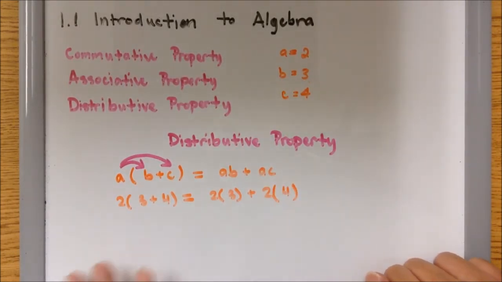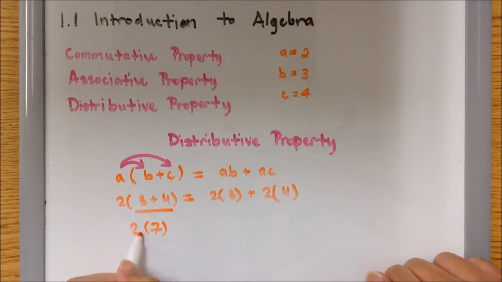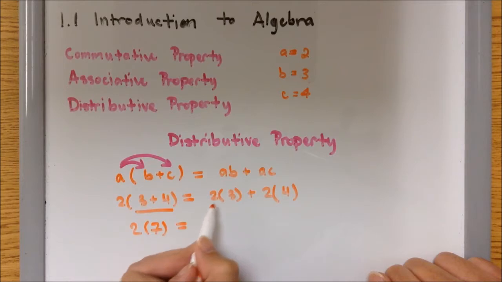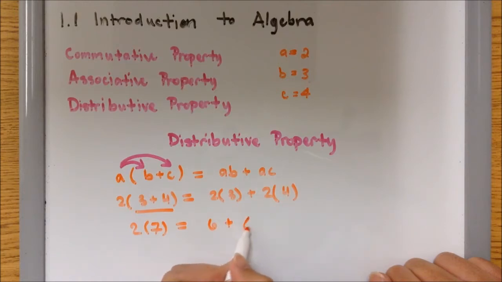So if we were to work that out, okay, I'm going to work it out on the left side. Inside the parenthesis, 3 plus 4, that's 7. So I'm going to bring that down, and I'm going to bring down the 2. Then I bring down everything else. So 2 times 3, that's 6, plus 2 times 4, that's 8. So on my left side, 2 times 7, that's 14. On my right side, 6 plus 8, that's also 14.